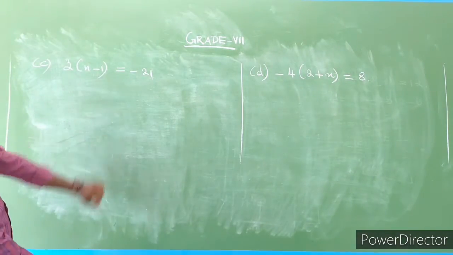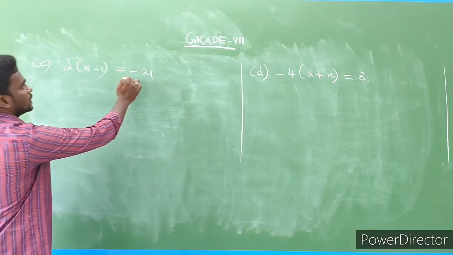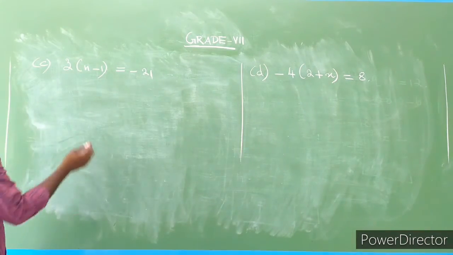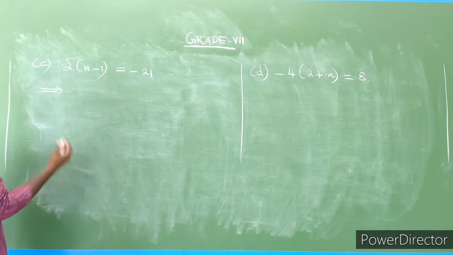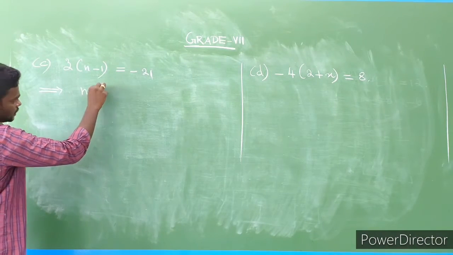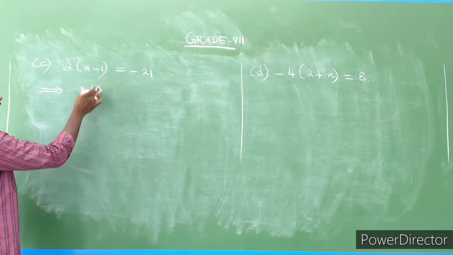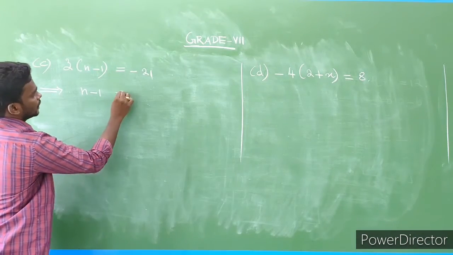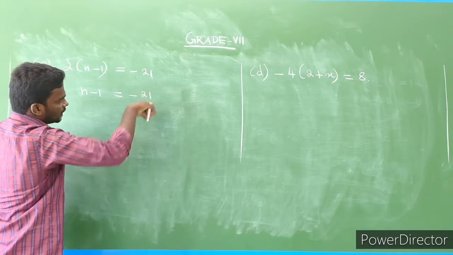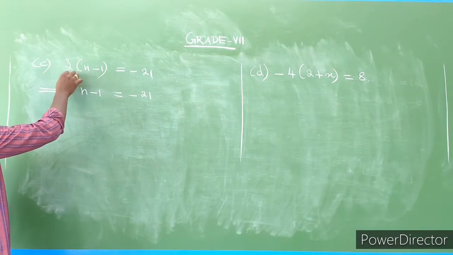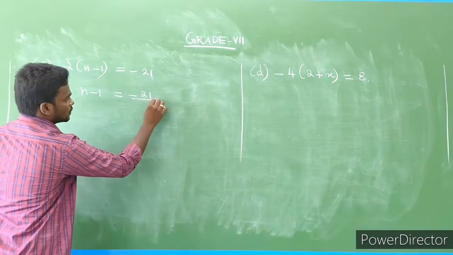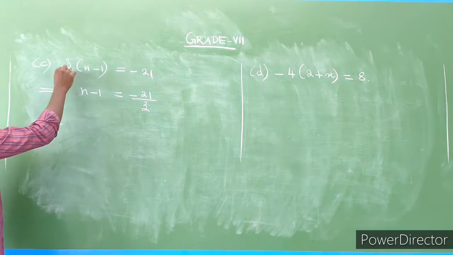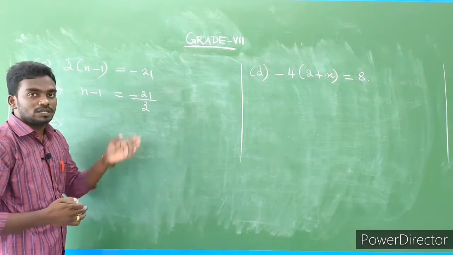Next, our C question. 3 into n minus 1 is equal to minus 21. Implies that how to solve this? We keep the value n minus 1 on the left side. So first we keep the bracket value on the left side, n minus 1, which is equal to minus 21 on the right side. So this 3 is multiplication on the left side, which transposes to division on the right side.